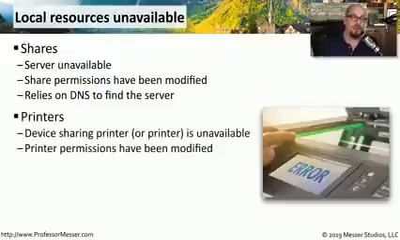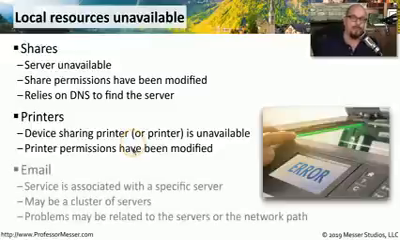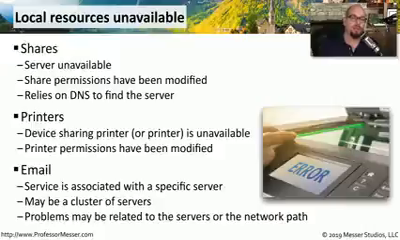Connecting to a printer is very similar to connecting to a share. If someone has turned off their computer or the printer is unavailable, we may get a message saying that we're not able to print to that device. And if somebody has changed the permissions to that printer, you may no longer be able to print because those security settings have been modified. If you're not able to access your email, there could be a single server or a cluster of servers that might be having problems. This may be related to the servers themselves, or it may be related to the path in the network that's used to be able to access those servers.